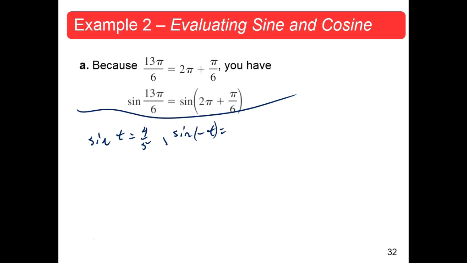Sine is what kind of function? Odd. So what would that be? It would be the opposite of this one. That's what odd means. The sine of t is 4/5, so the sine of minus t must be minus 4/5, the opposite value. So minus 4/5. That's all they're asking for. They're not asking for what t is. They're asking just what sine of minus t is.